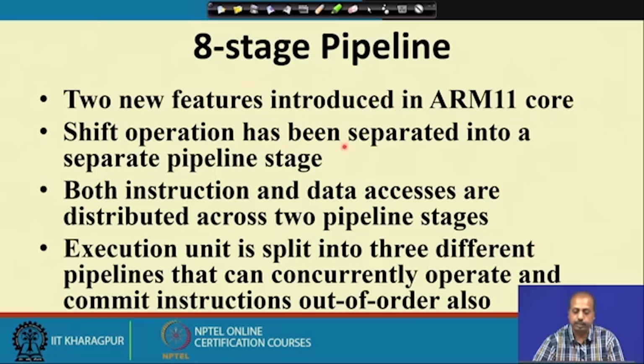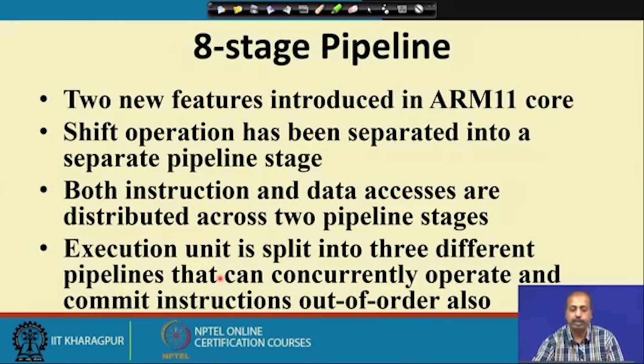pipelining, reducing the delay of operation, and both instruction and data access are distributed into two pipeline stages. So, the fetch part is also divided into two stages. We had the 6 stage pipeline. From there we have got a new stage of shift, so that makes 7. Then the instruction and data access are divided into two pipeline stages, so that is 7 plus 2, 9 pipeline stages. And the execution unit is split into 3 pipelines, and they can operate concurrently and commit instructions out of order also.